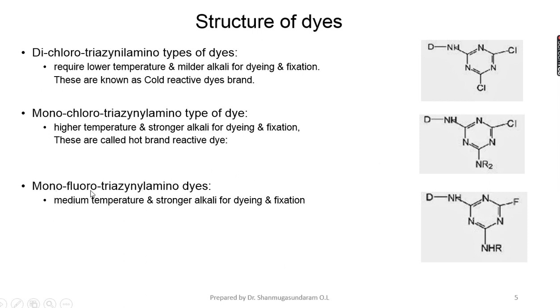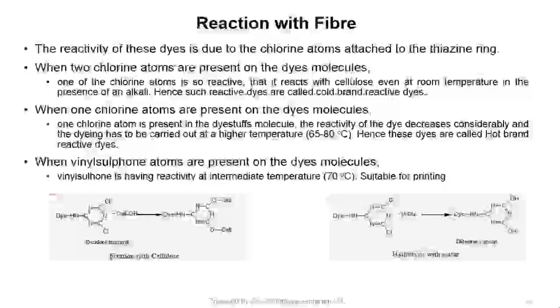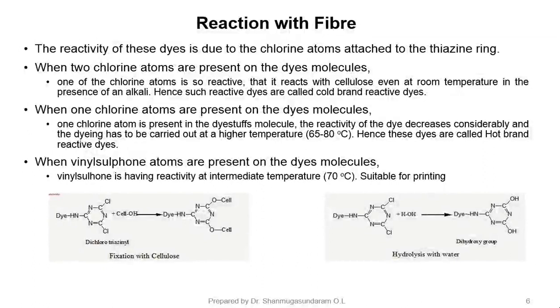The third one is monofluorotriazine dyes. It requires medium temperature and stronger alkali is needed for the fixation process. The chemical structure of the dye is also displayed here. Please look at the figure. This slide shows the reaction that takes place between the reactive dye and the fiber. The reactivity of these dyes is due to the presence of chlorine atoms attached to the triazine ring.